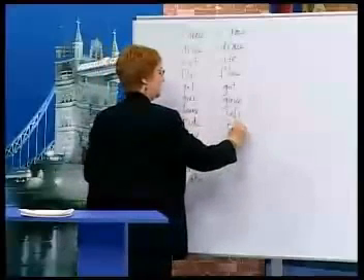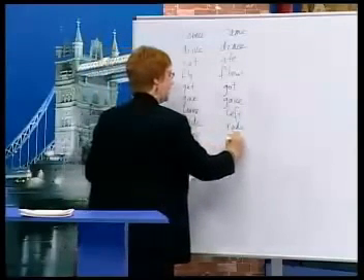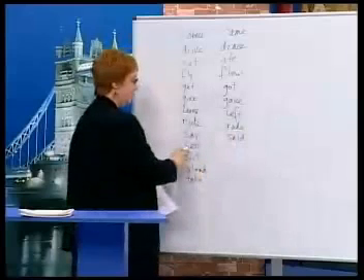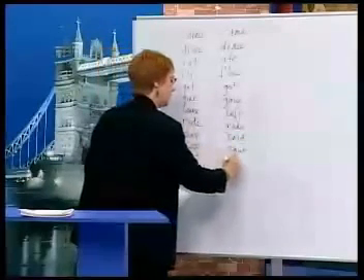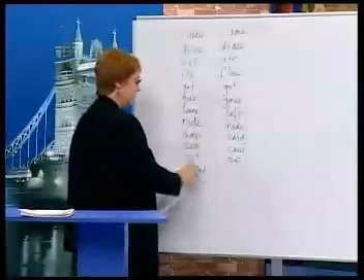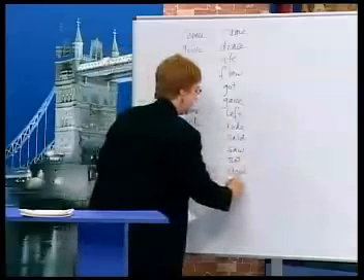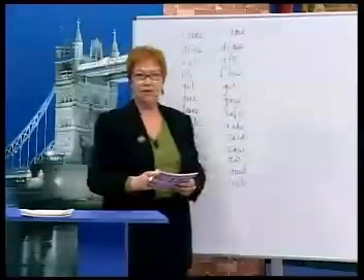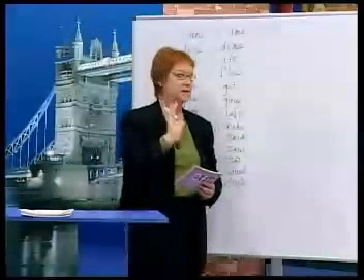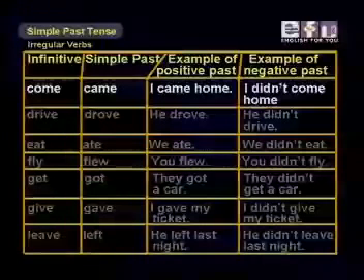Ride, rode. So this is kind of like drive, drove. Say, we saw this before, said. See, saw. Sit, sat. Stand, stood. Take, took. Okay, now look at your screen and we will look at these with examples of the present, the past, the positive past, and the negative past. Okay, here we go. Come, came, I came home.